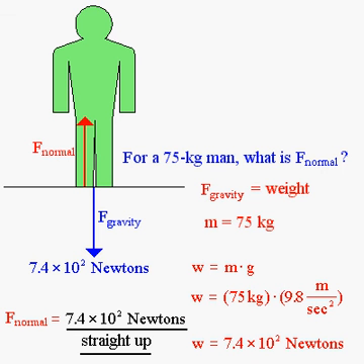We notice that the man is not accelerating. That tells us the sum of the forces equals 0. We can figure out one force, and if we know one force and we know the sum of the two forces has to equal 0, then by default we know the other force.